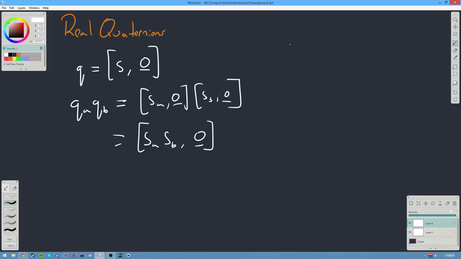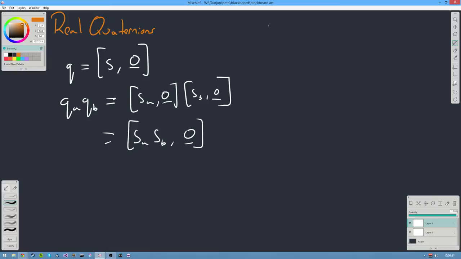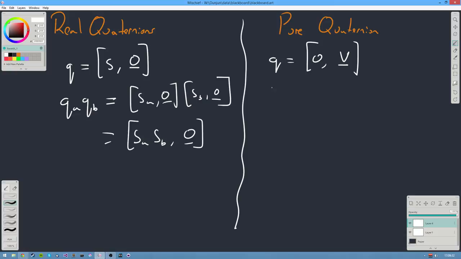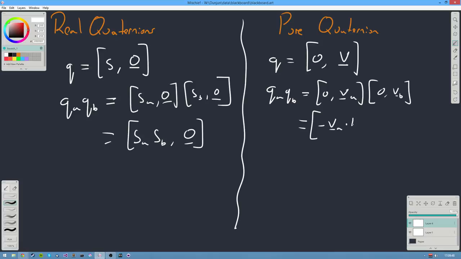And then the other type of quaternion you can have is called a pure quaternion, where it only has the imaginary parts. So it has no scalar, only the vector part. So what we have is QA times QB would be 0, VA times 0, VB. And then when we expand that, we've got no scalar components from the inputs, so this would just become minus VA dot product with VB, and then you've got VA cross product with VB. So when you multiply two pure quaternions together, you do get the scalar component coming back out, and you get the vector component. So that's what we call a pure quaternion.